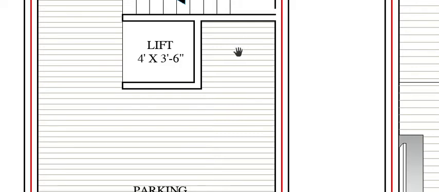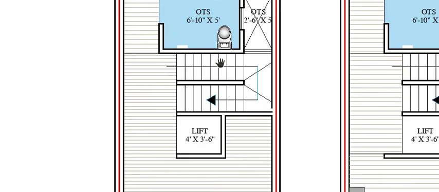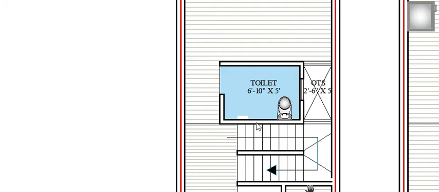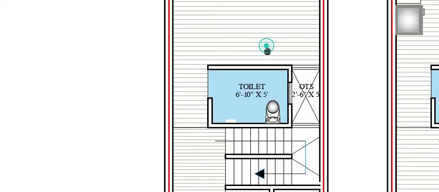Here is the store kind of space. This one is the lift, which is 4 feet by 3 feet 6 inch. Here is the staircase provided for going up to the first floor level. This one is the toilet space, which is 6 feet by 5 feet. It means here to here is 6 feet 10 inch, and here to here is 5 feet. And this one is the OTS space, which is 5 feet by 2.6 feet.